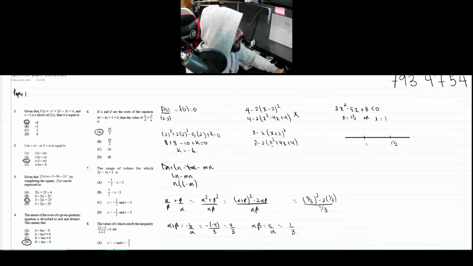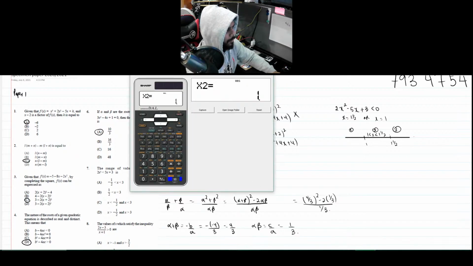I'm testing 0. 0 is in sections 1, 2, and 3. When I test 0 here in the inequality, I get 3 is less than 0. That doesn't make sense. So 2 is satisfied. So it will be 1 is less than x, which is less than 1.5. 1 is less than x, which is less than 1, and with 3 and 2. Nah man, something is wrong there.